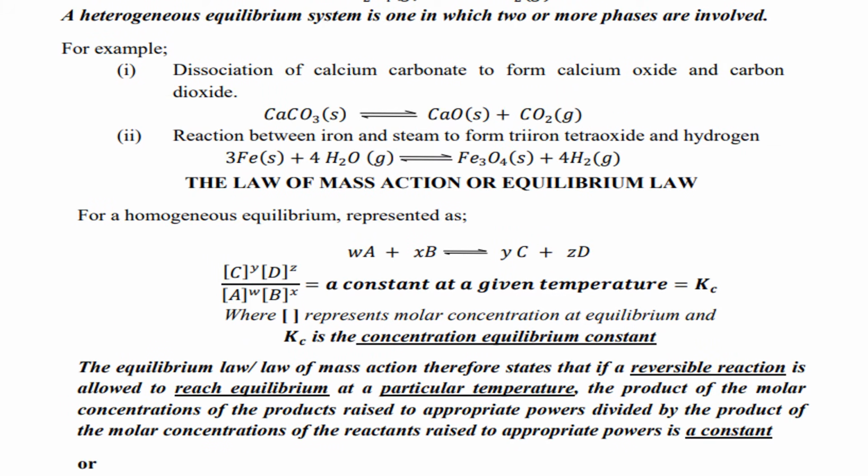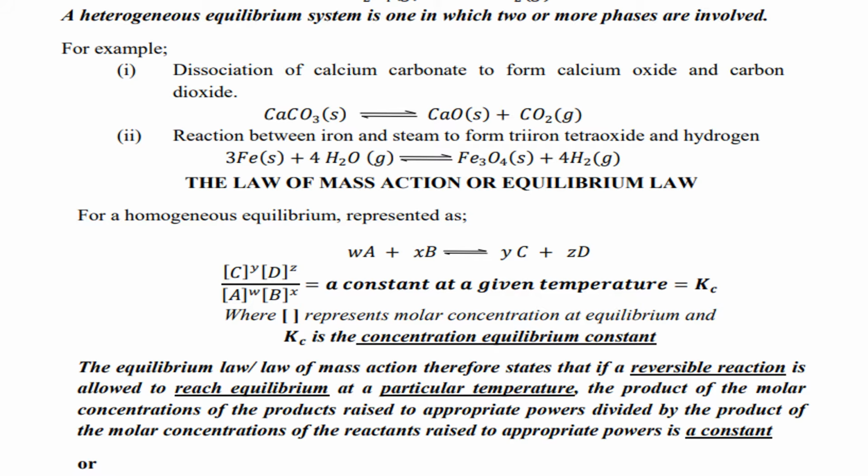Now about a heterogeneous equilibrium system. A heterogeneous equilibrium system is simply the opposite of what we have just talked about. It is a system in which two or more phases are involved. For example, look at the dissociation of calcium carbonate to form calcium oxide and carbon dioxide, and usually that occurs when calcium carbonate is heated.